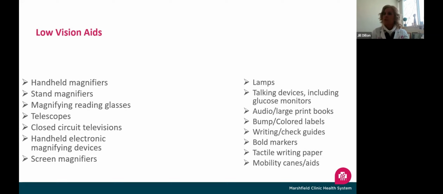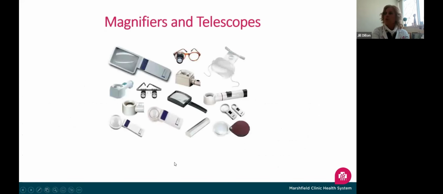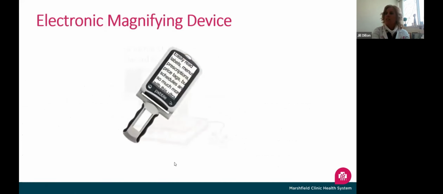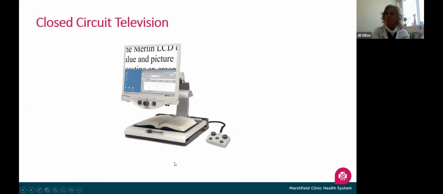And these are all things that you can certainly talk with your eye doctor about. There's also a lot of things available online now, such as these magnifiers and telescopes. Magnifying devices that help if you go to the grocery store or such.